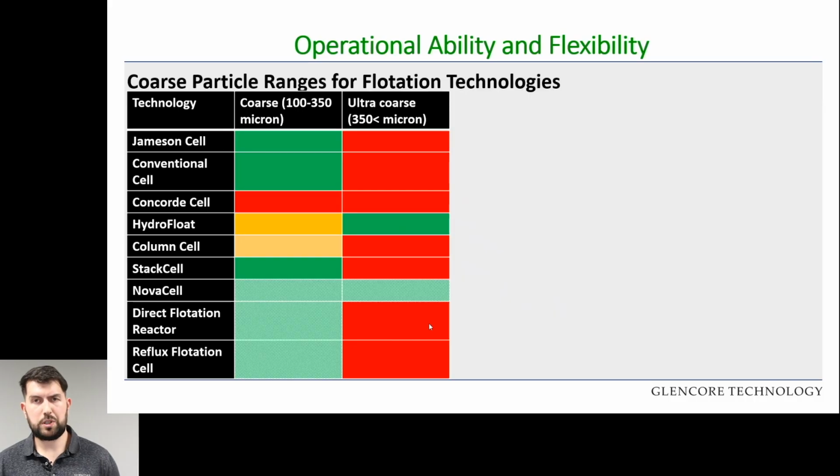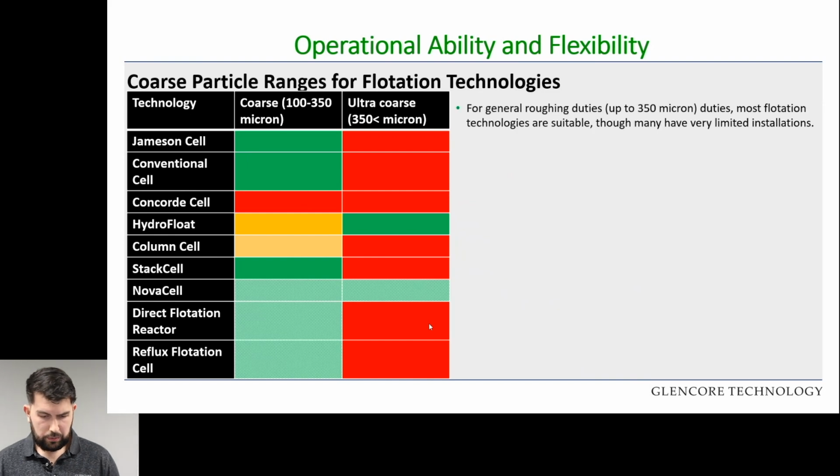We then move into the coarser particle ranges. So coarse, and we call the additional category of ultra coarse. So that's where you get into above 350 micron particles, very coarse. Now, for general roughing duties, most flotation technologies will be suitable. However, you'll notice again that many have very limited installations, and those are marked with the gradient green again.